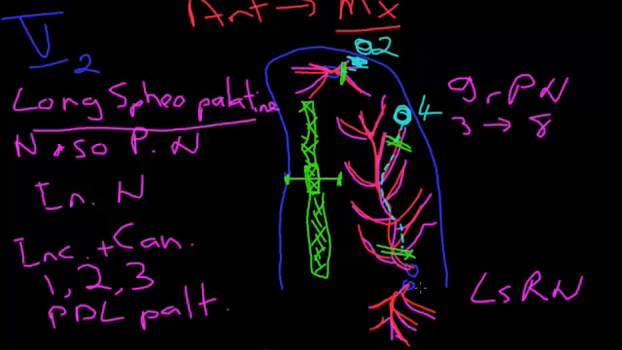But obviously that's well behind where we have the last of the molar teeth, where we would be normally working. This is the 8, obviously. So lesser palatine nerve is not as interesting for giving local anaesthetic as the others. Thank you.